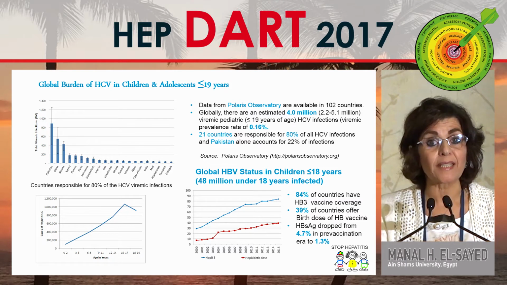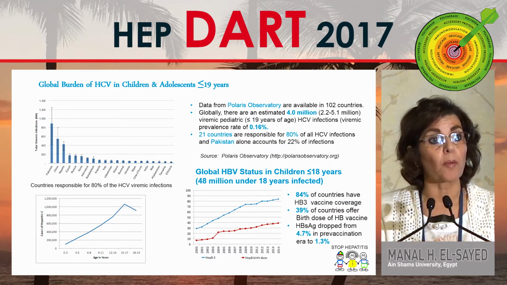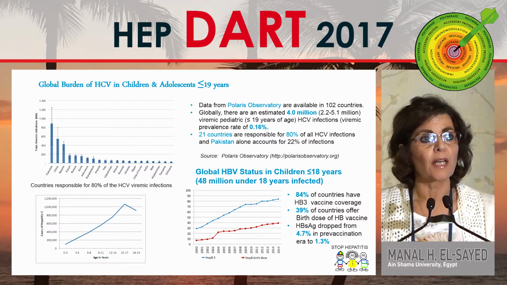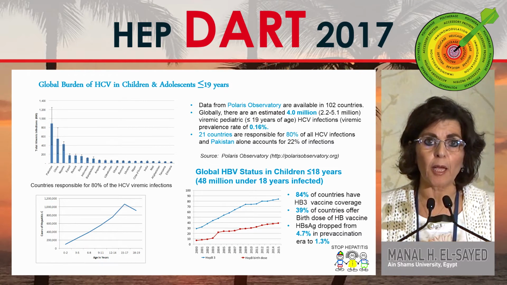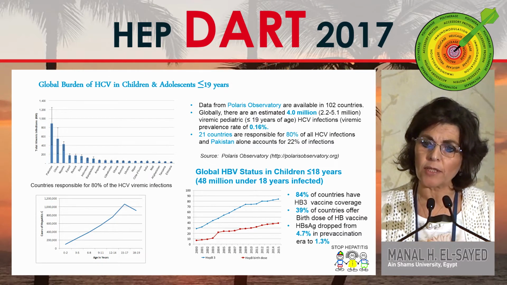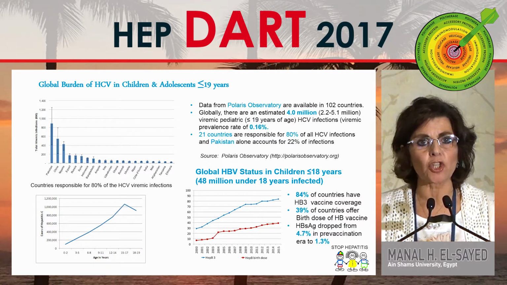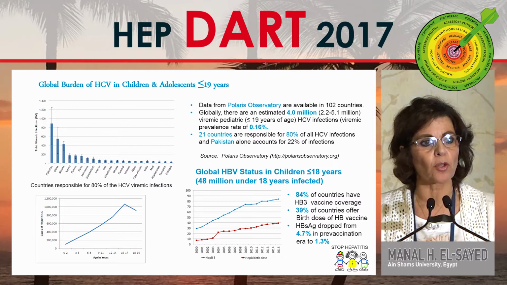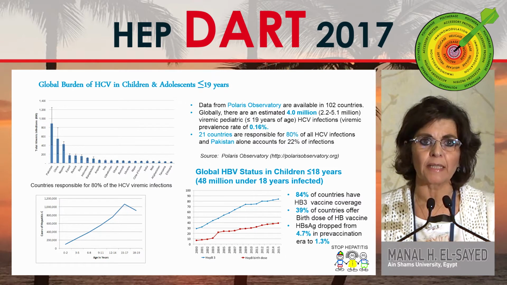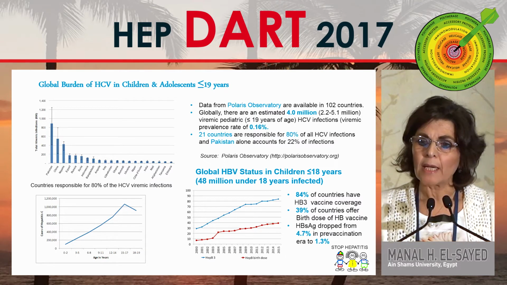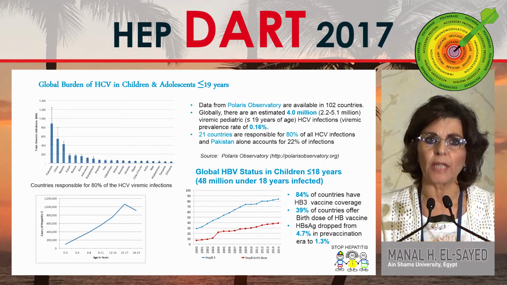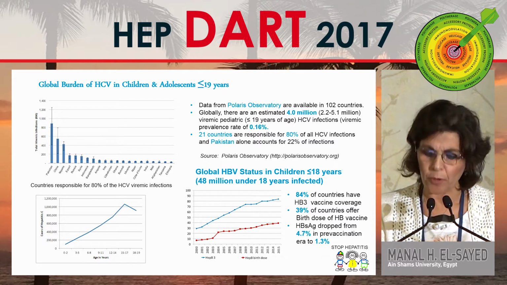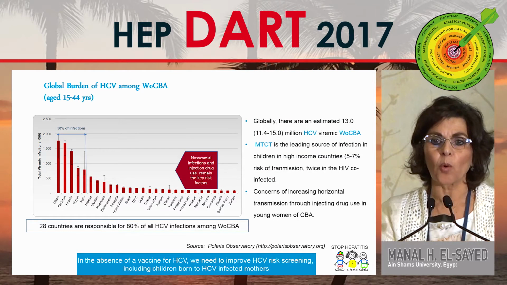What about the global status for hepatitis B? This is also a big population that should be considered. There are around 48 million children who are HBs antigen positive, according to WHO, below the age of 18 years. Vaccination: 84% of the countries have the 3-dose coverage, while only 39% give the birth dose of the vaccine. S antigen dropped from the pre-vaccination era to now, from 4.7% to 1.3%, so vaccination has been quite effective.